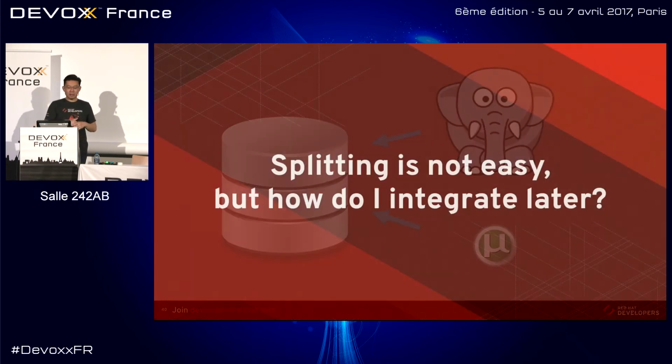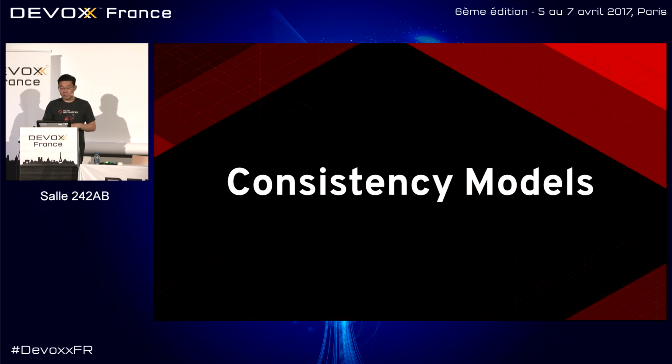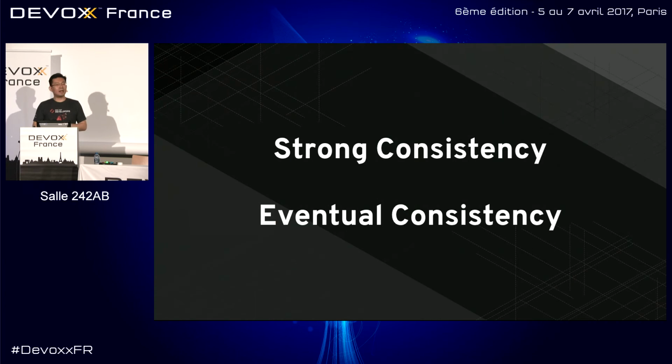So splitting is not easy, but how do I integrate later? Before I introduce you to some integration techniques, I have to start a discussion about consistency models. And I know this is a hard subject for anybody that ever tried to study distributed systems. So I've just chosen 2 different consistency models, which are kind of simple. There are other ones, but these are the ones we're going to use, at least in our use case. We can have strong consistency and eventual consistency.